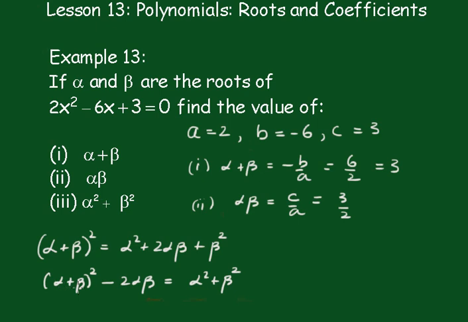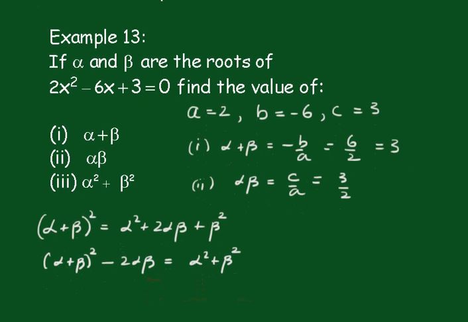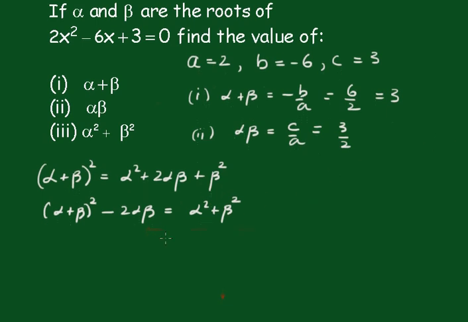Now alpha plus beta we know, and alpha beta we know. So it's just a simple matter of substituting those values in, and we get alpha squared plus beta squared is equal to, putting the 3 in, that'll be 3 squared minus 2 times 3 on 2, and that gives me 9 minus, these 2's cancel out, 3, which gives me the result 6.